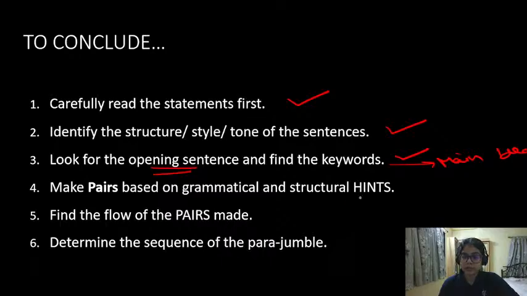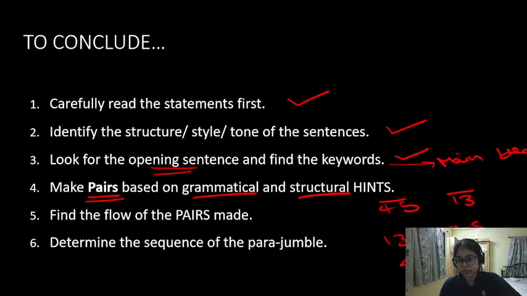Once that is found, then you will start making pairs, pairs on grammatical and structural hints, that these two will go together. Once the pairs are made, for example 4 5 and 1 3, two pairs are made. Okay, now how do I write it? 1 3 4 5 or 4 5 1 3, these also have an order. So once you are done making pairs, find their orders, find their flow.